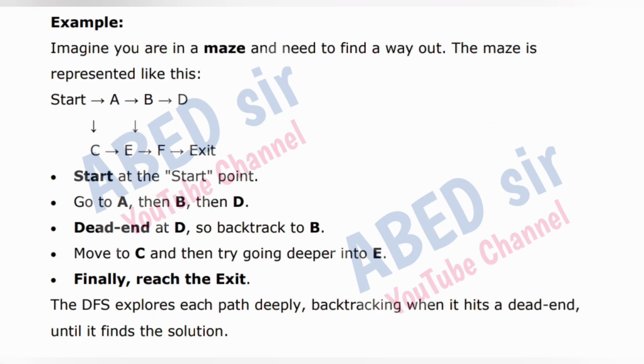Example: imagine you are in a maze and need to find a way out. The maze is represented like this: start ABD, CEF exit. Start at the start point. Go to A, then B, then D. Dead end at D, so backtrack to B. Move to C and then try going deeper into E. Finally, reach the exit. The DFS explores each path deeply, backtracking when it hits a dead end until it finds the solution.